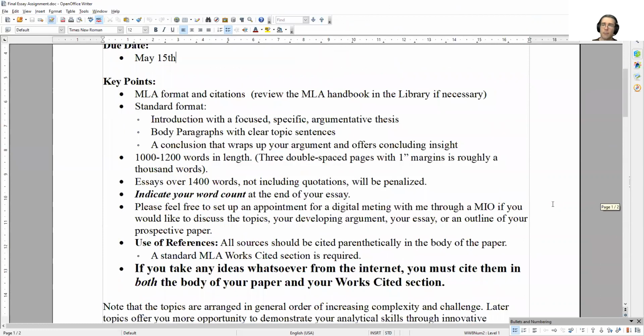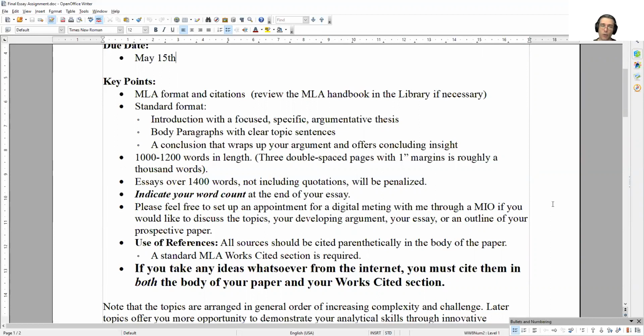Several key points. Make sure that you're using proper MLA citations. You'll notice that a video on MLA citation format has been posted on YouTube via Omnivox. Please refer to that if you have any questions about citing Shakespeare, or if you'd like to confirm the appropriate method of citing Shakespeare, also feel free to reach out to me.